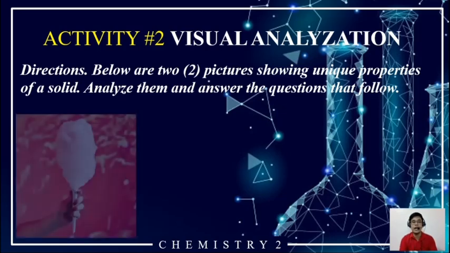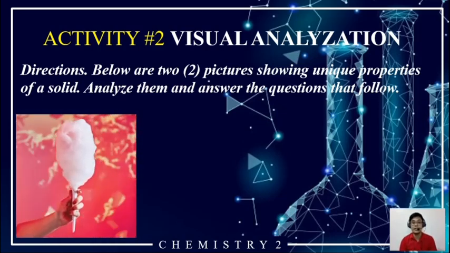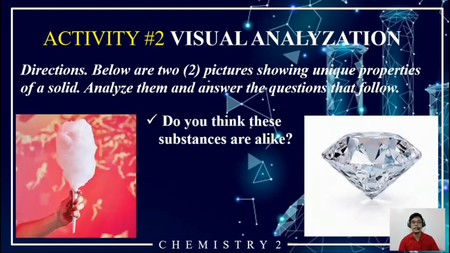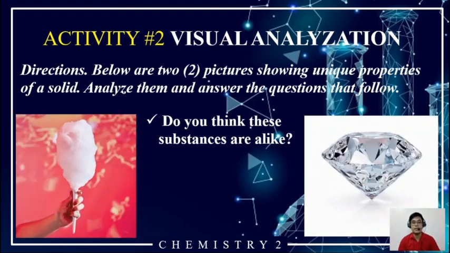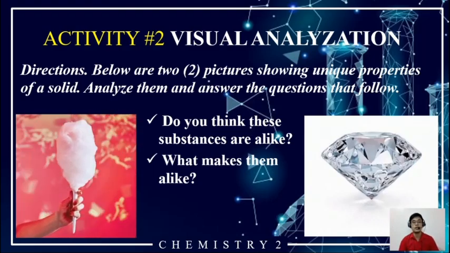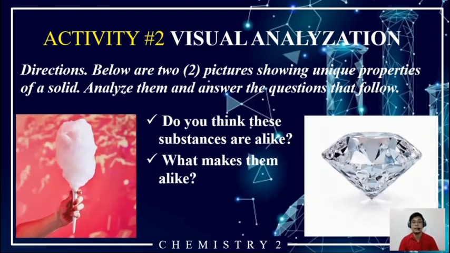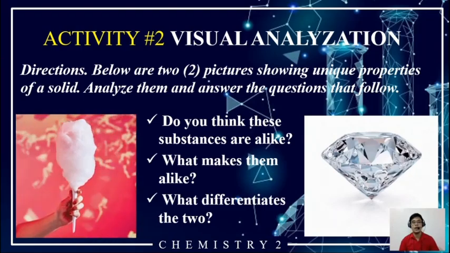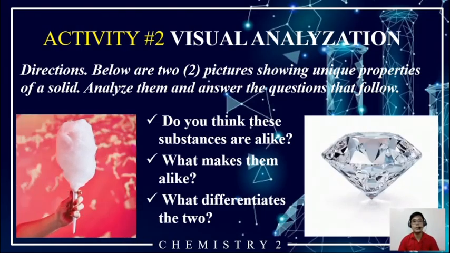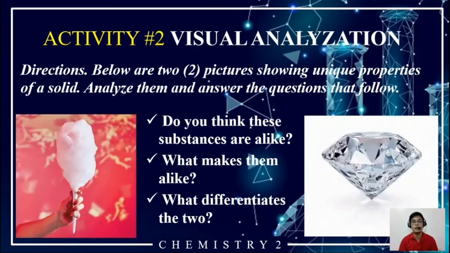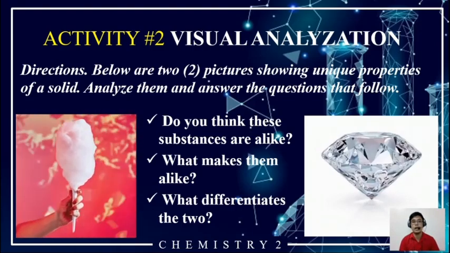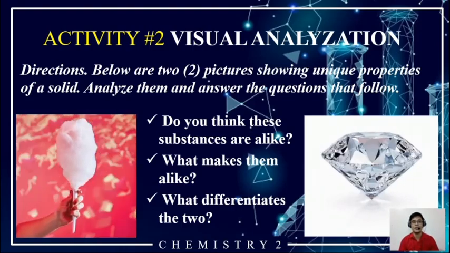Let us have the first GIF, which is a cotton candy. Second is a diamond. And the first question is, do you think these substances are alike? Yes or no? And second question, what makes them alike? And last question is, what differentiates the two? So what do you think? But at this point in time, you can pause this video for a moment and try to answer the questions under activities number 1 and 2 for the visual analyzation.